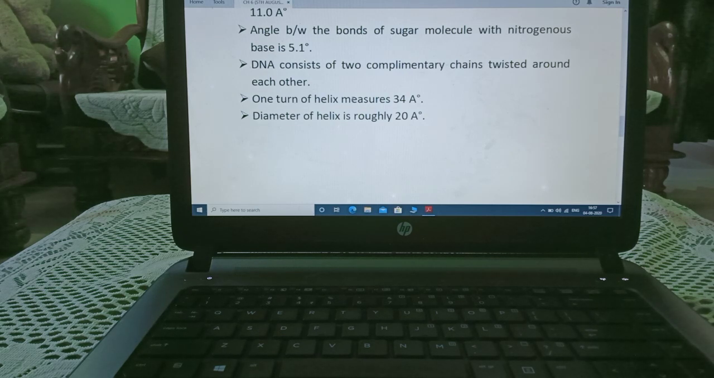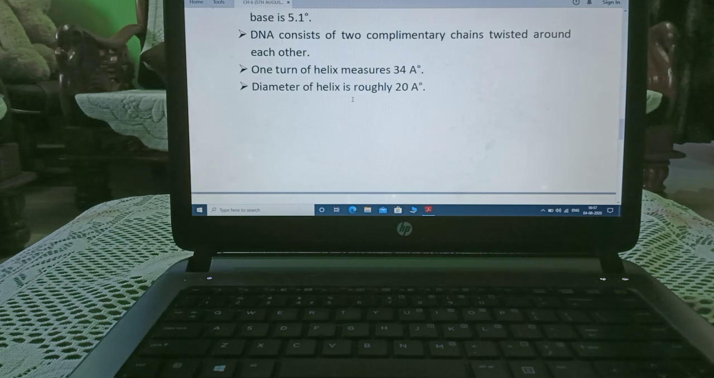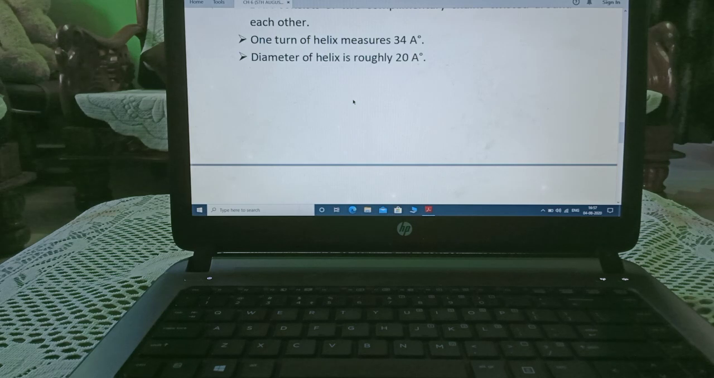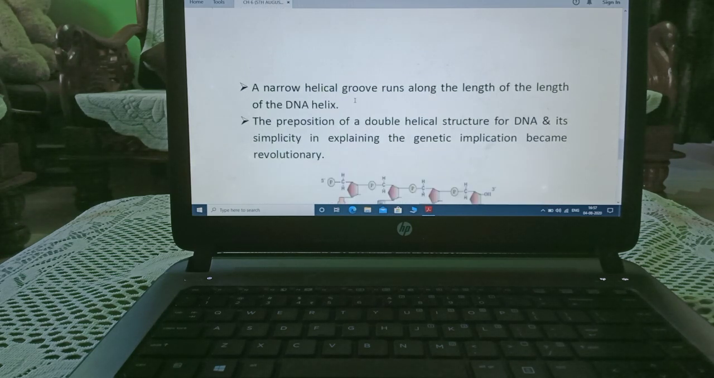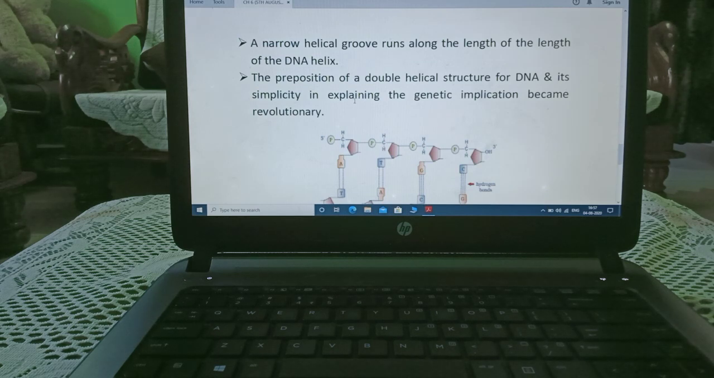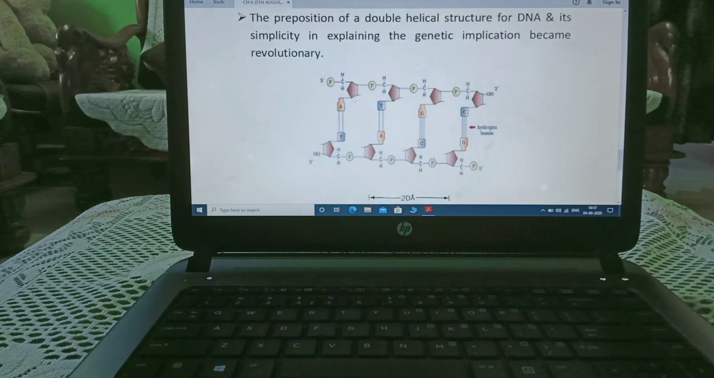DNA consists of two complementary chains twisted around each other. One turn of the helix measures 34 Angstrom. The diameter of the helix is roughly about 20 Angstrom. A narrow helical groove runs along the length of the DNA helix. The proposition of a double helical structure for DNA, and its simplicity in explaining the genetic implications, became revolutionary.